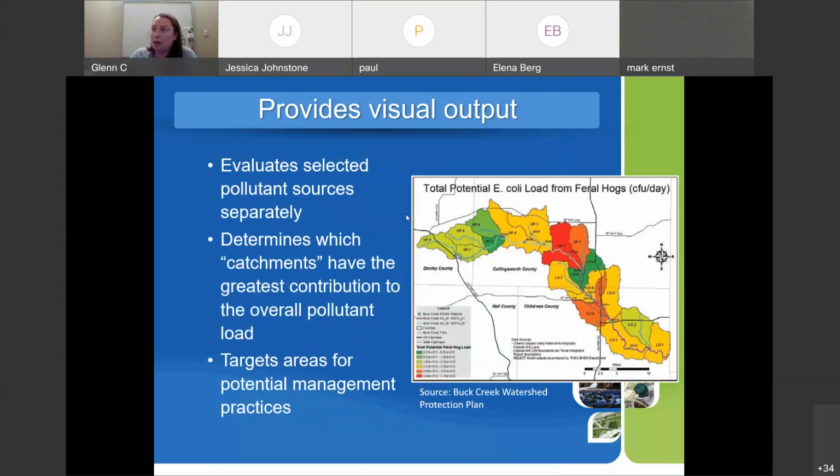And so here's just an example of the visual output that SELECT does provide. This example is feral hogs, and it can be deer, cats, cattle, anything. It evaluates those selected pollutant sources separately, and the output is spatial, so it spans this whole watershed. Red is going to be something of a high potential loading into our creek system, and green is going to be something of a low potential loading. This helps us determine the target areas for the potential management practices that we will discuss, to meet our water quality improvement goal that came from our load reduction curve analysis.